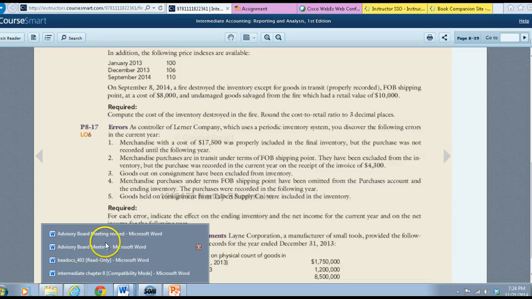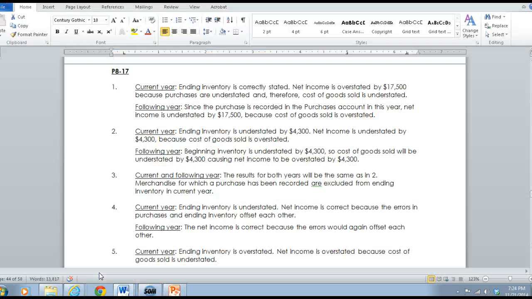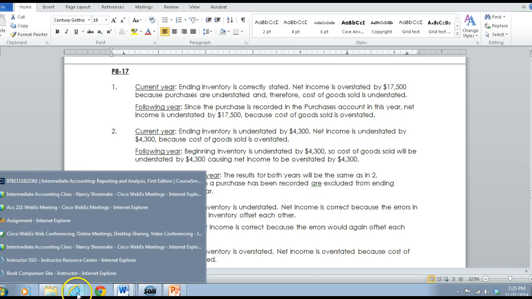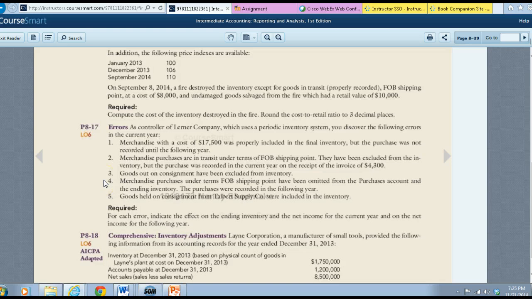Sorry, I'm getting these text messages. I apologize. So the ending inventory is understated because it's not including those purchases. Now, it's not going to affect your net income because the purchases weren't even shown in the information, so those don't affect each other. We'll have to go back to the second year because I haven't touched on those.